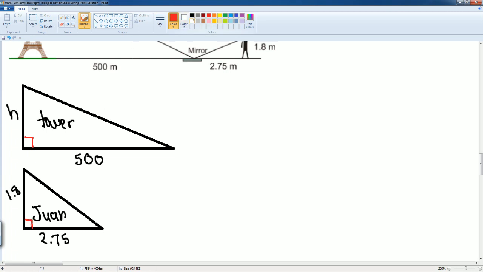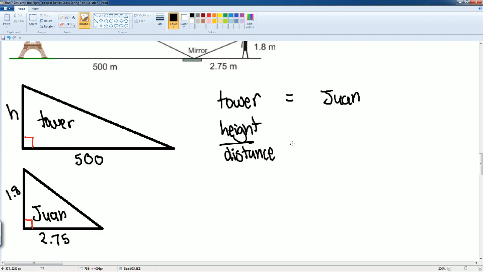So, like before, we are going to compare the tower to Juan. And here we can go height divided by the distance. Okay, so the ratios, we're going to do the height of the tower divided by the distance of the tower is equal to Juan's height divided by Juan's distance.